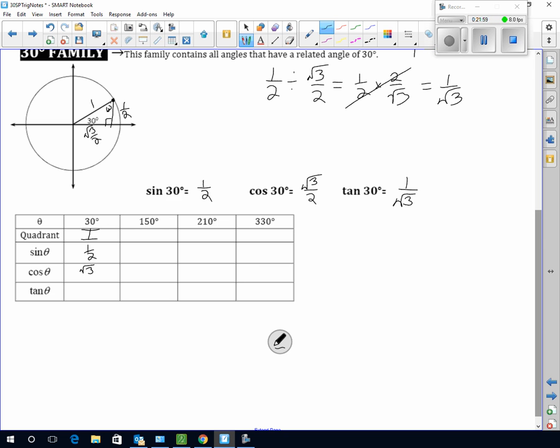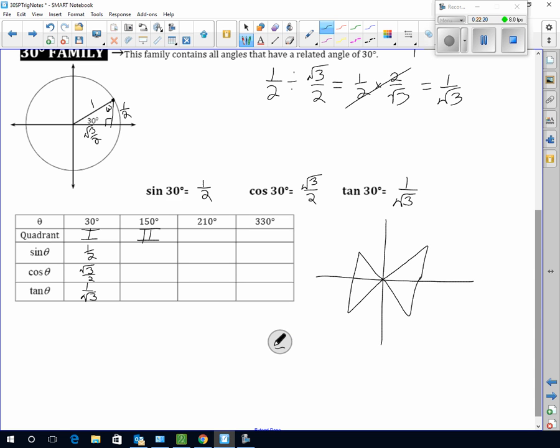Okay, quadrant 2. Does everybody notice when I make these reference triangles in each quadrant that it eventually looks like a bow tie? Did you notice that? Yeah.